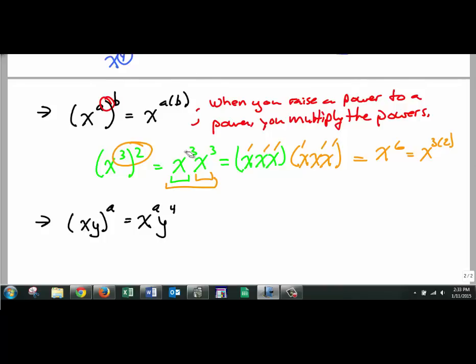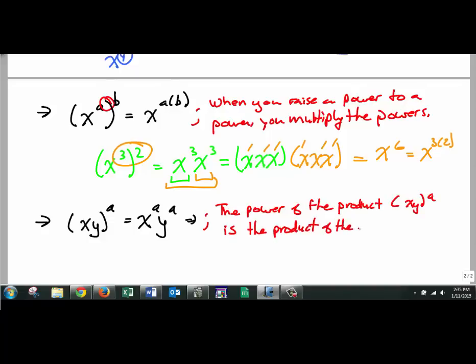Okay, so our shortcut rule here then is, so here we could say the power of this product, and we say when the power of the product, what we mean is that xy to the a, we say that is the product of the powers. And that's kind of a tongue twister, but it might be something that you can have as a little saying that can help you remember these.